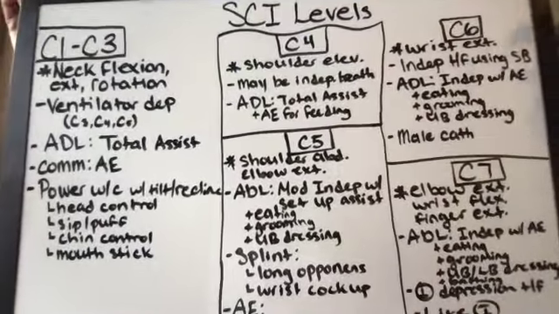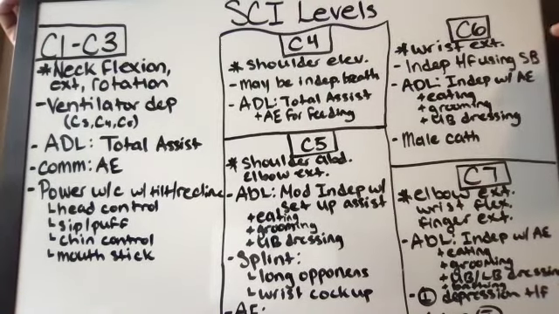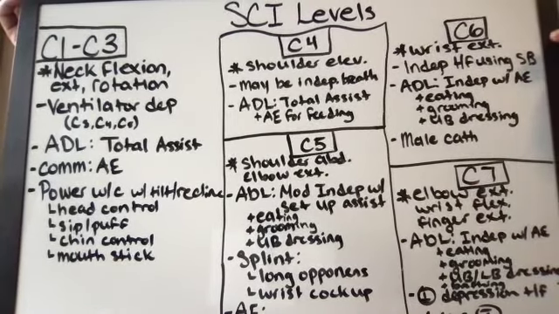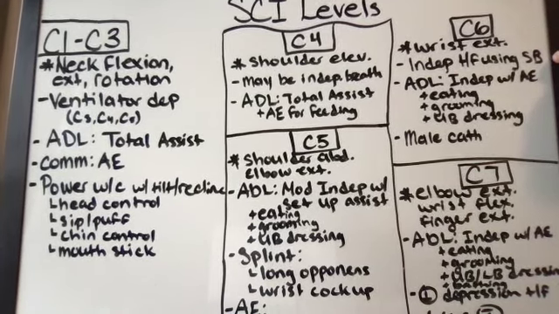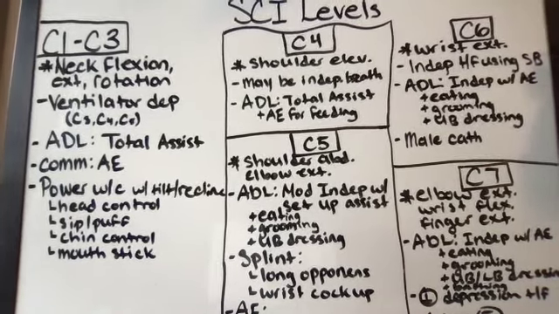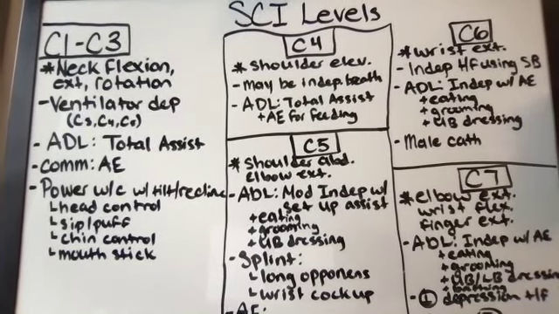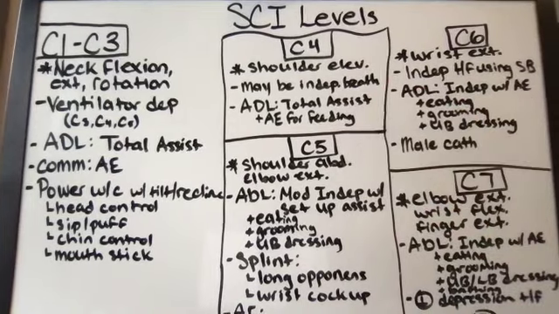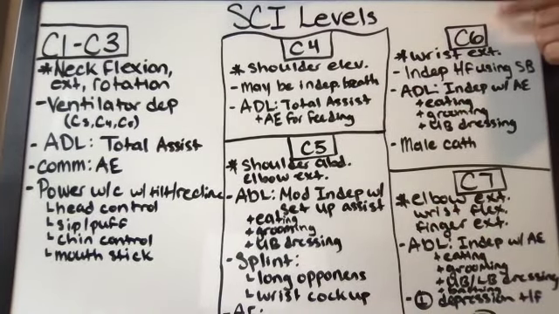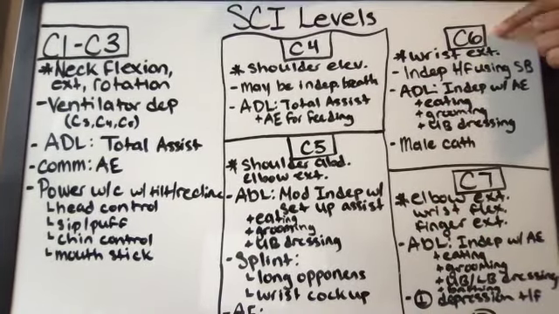However, when we get up here to C6, they should be able to do an independent transfer with a sliding board, regardless of level of athleticism. Most people should be able to transfer with a sliding board. And at this level of C6, remember, this is wrist extension. This is a huge, huge level because of tenodesis.